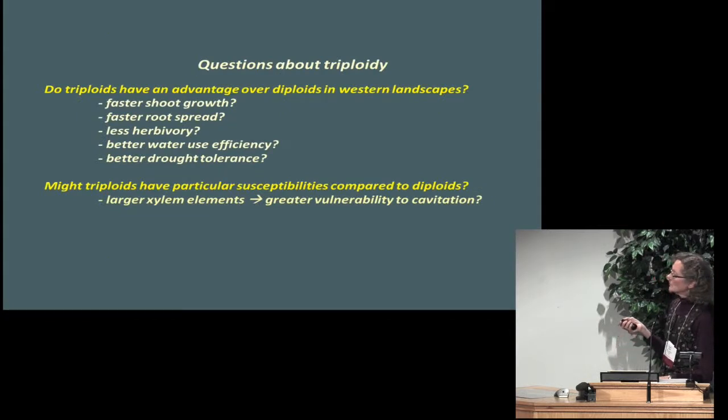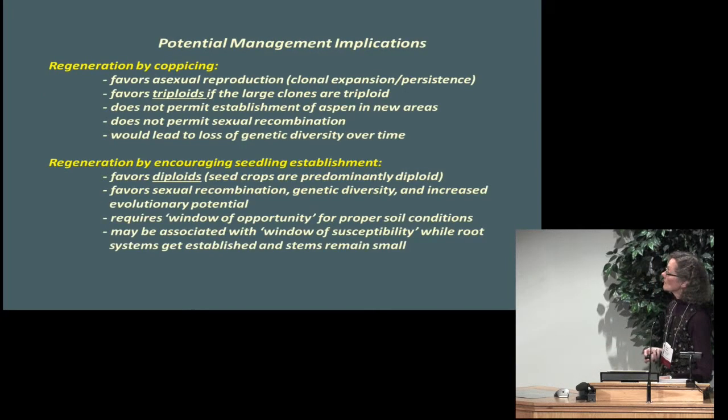But here are a bunch of questions about triploidy. And I wish I had answers to these, maybe in a couple of years. Do they have faster shoot growth? Do they spread faster by roots? Those might be totally different answers. Is there less herbivory? Do they use water more efficiently? Are they more drought tolerant or are they less drought tolerant? And again, triploids might not only have specific strengths, but they might also have particular susceptibilities to drought. So those are all questions that we need to answer.